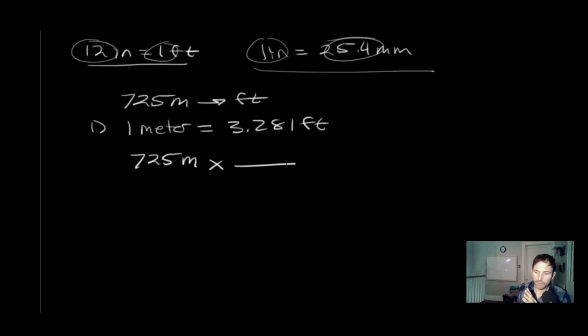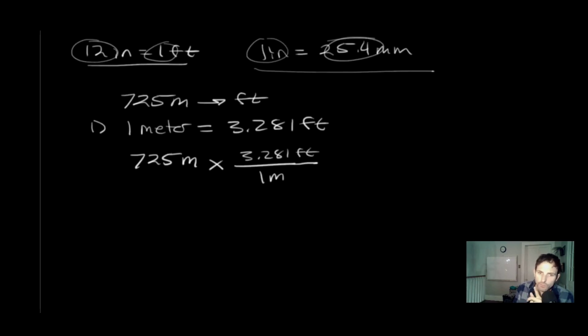If I multiply anything by 1, it's the same thing, right? So I'm not changing the number. I'm merely changing the units. So how do I do that with the conversion factor? Here's how. 3.281 feet over 1 meter. You'll notice 3.281 feet equals 1 meter. So this is the same thing, meaning this ratio is 1.